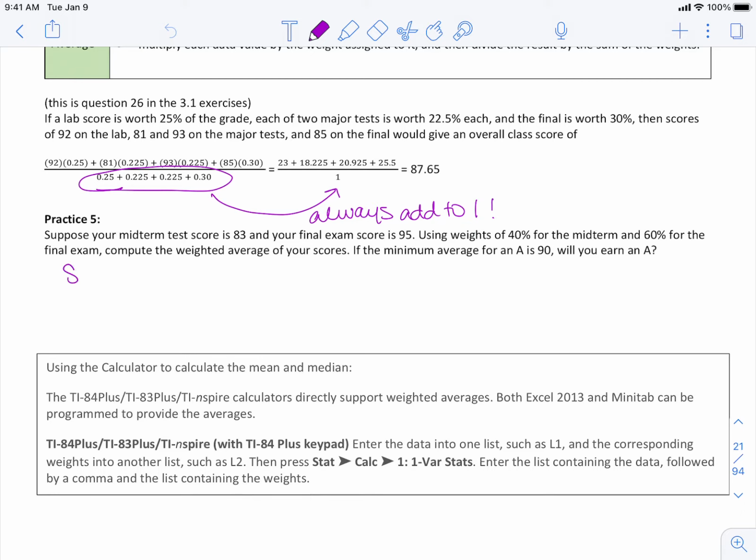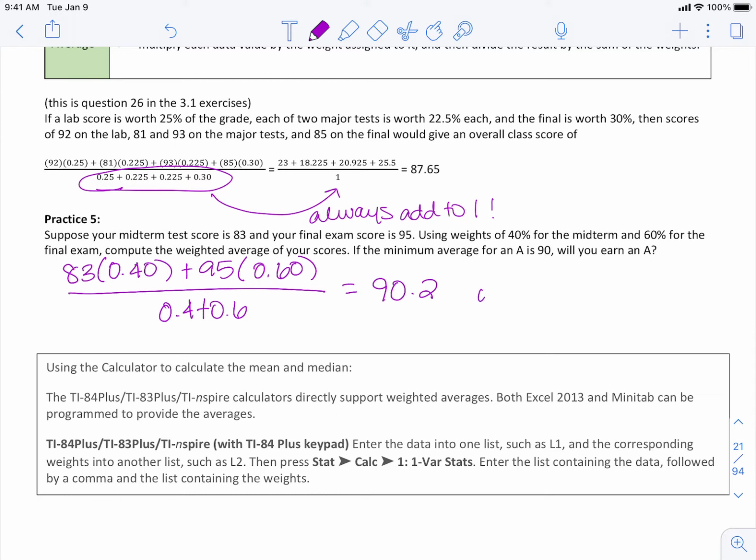Okay, so we're going to take the 83 and multiply it by 0.4 because it's 40%, plus the 95 multiplied by 0.6 because it's 60%, and we're going to divide by 0.4 plus 0.6. This is going to come out to 90.2. So yes, you earned the A.